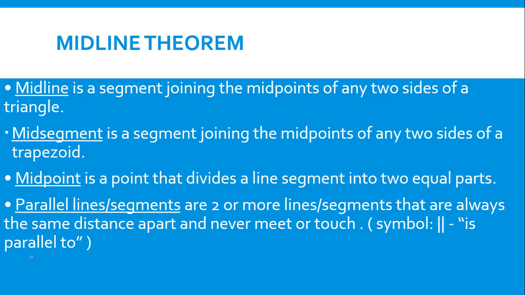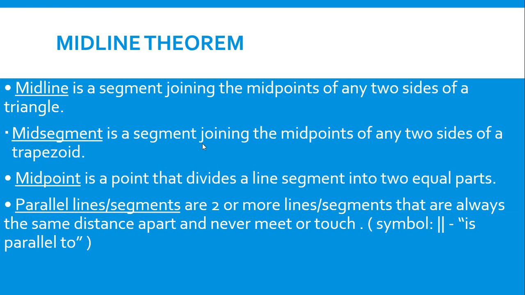Here are some terms that are being used in this topic. It's very important that we know the definition of terms of each word: midline, mid-segment, midpoint, and parallel lines or segments. So first, we're going to tackle the midline. Midline is a segment joining the midpoints of any two sides of a triangle. So I have already discussed what the midline is. Okay?